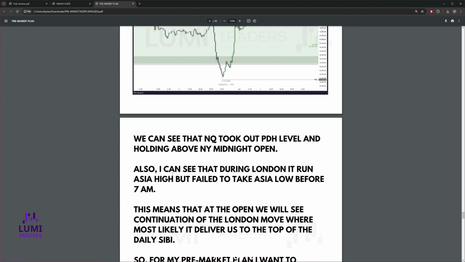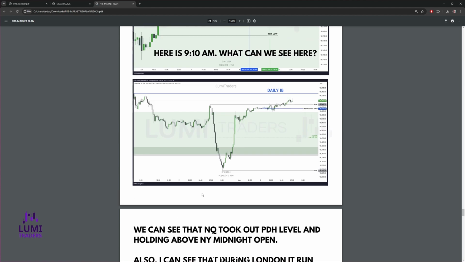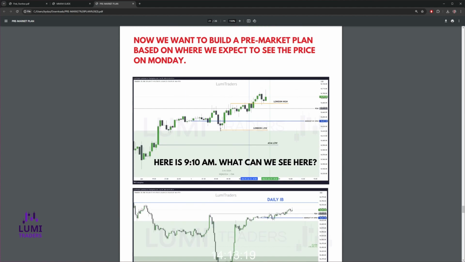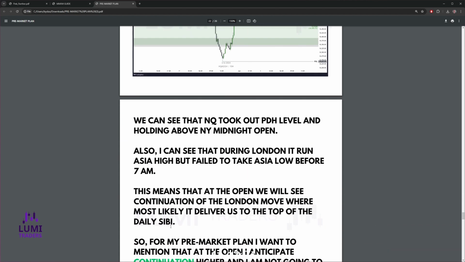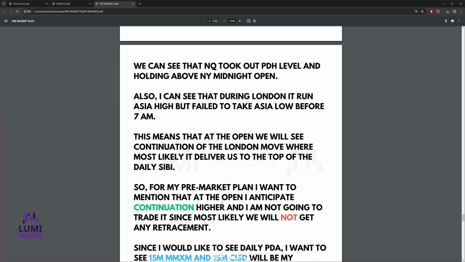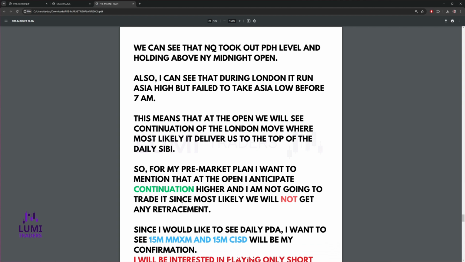Nice. Also, I can see that during London it ran the Asia high but failed to take the Asia low before 7 a.m. It went back to the Asian range and failed to take the Asia low. This means that at the open we will see continuation of the London move, where most likely it delivers us to the top of the daily fair value gap. Nice. So for my pre-market plan, I want to mention that at the open I anticipate continuation higher. And I'm not going to trade it since most likely we will not get a retracement.